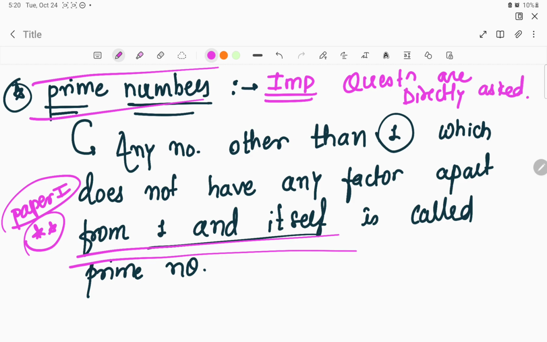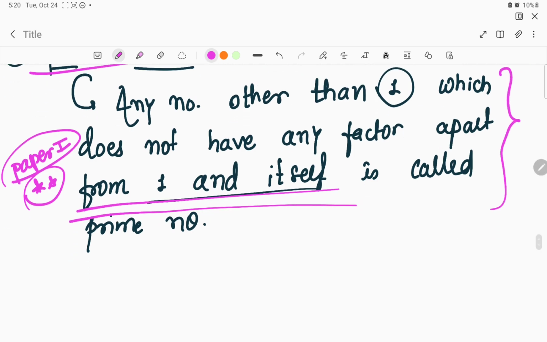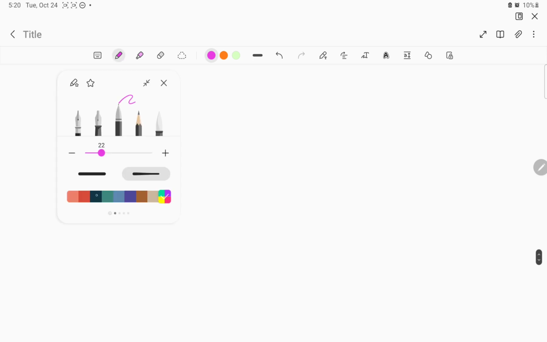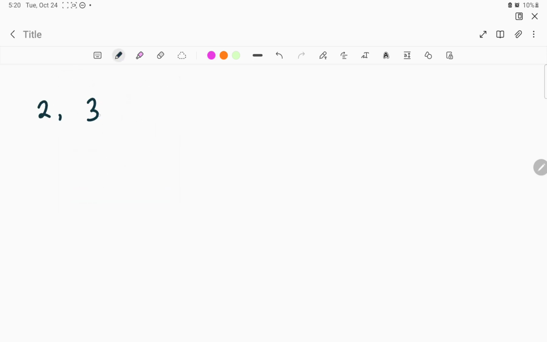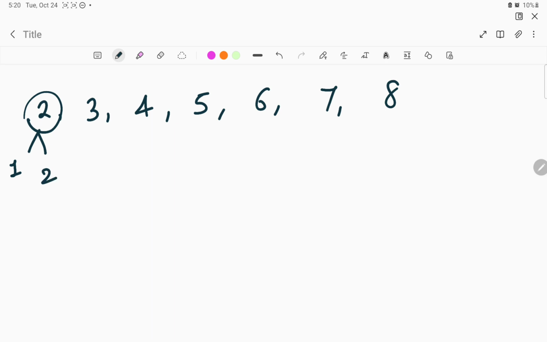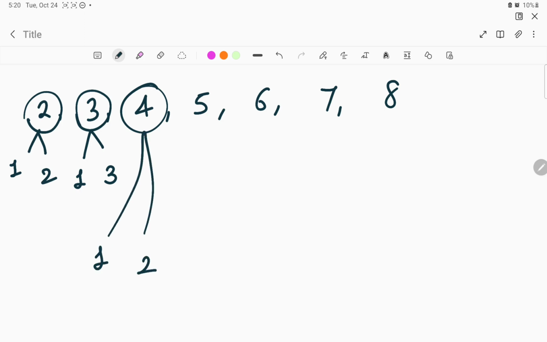So, to give you a detailed explanation of the above line, consider a few examples, like 2, 3, 4, 5, 6, 7, 8. Consider these particular numbers. 2 comes in the table of 1 and the table of 2. Similarly, 3 comes in the table of 1 and the table of 3. 4 comes in the table of 1, 2, 4. Apart from these 3 numbers, it is not going to come in the table of any number.